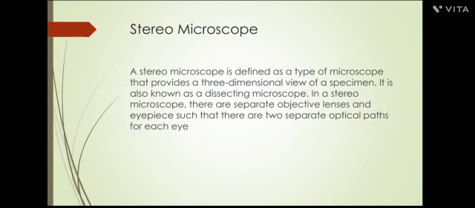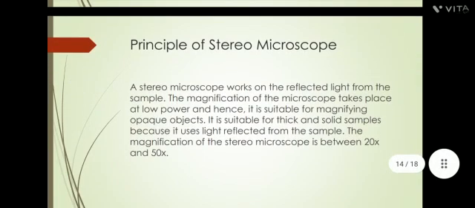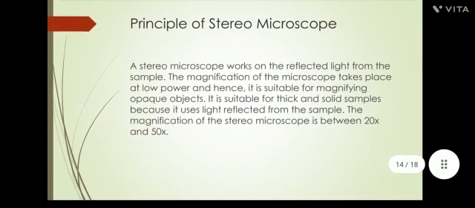Now, what is a stereo microscope? A stereo microscope is defined as a type of microscope that provides a three-dimensional view of a specimen. It is also known as a dissecting microscope. In a stereo microscope, there are separate objective lenses and eyepieces, such that there are two separate optical paths for each.